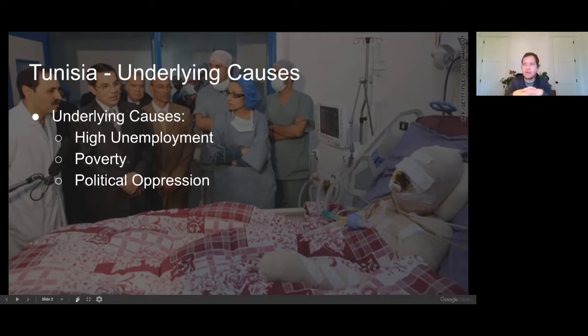And as a result, the people in Tunisia were ticked off. And here you have a picture of the revolutionary Mohamed Bouazizi in a hospital bed, being visited by the president or dictator Ben Ali. What do you think happened to him? What do you think happened to Mohamed Bouazizi looking at this picture?